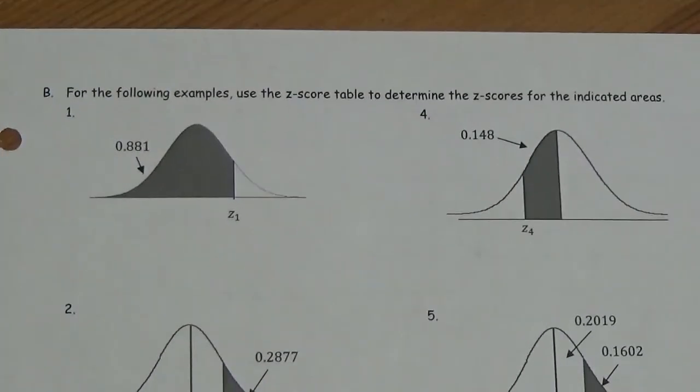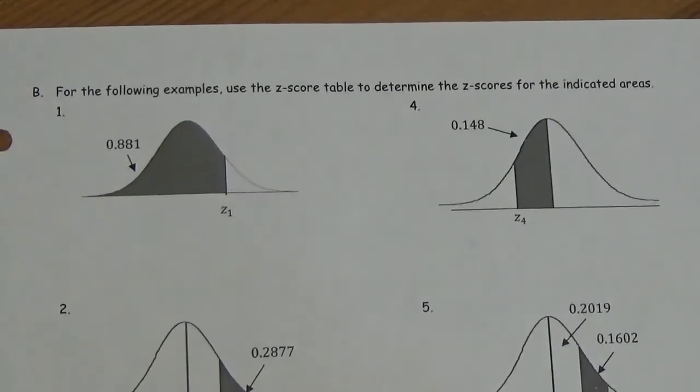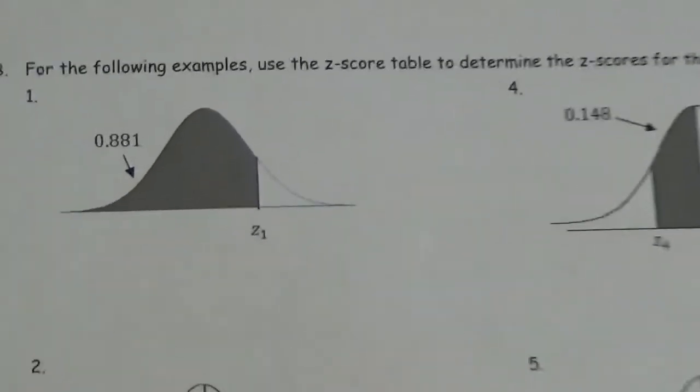Okay, so in the previous question, we were using the chart to come up with probabilities from z-scores. Now we're actually going to use it the other way around here. So here, let's maybe zoom in a little bit on these.